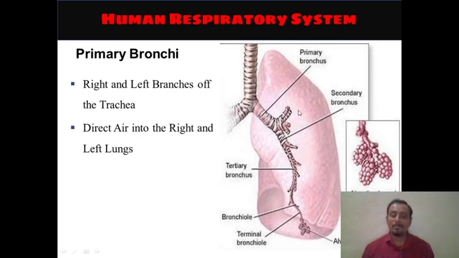Then when this primary bronchus branches, it forms the secondary bronchus, which directs air into the right and left lungs. When the secondary bronchus further branches, it forms the tertiary bronchus. When the tertiary bronchus again divides into smaller parts, these smaller parts are known as bronchioles. When the terminal bronchiole comes, there the alveoli form like spherical sacs, a cauliflower-like structure.